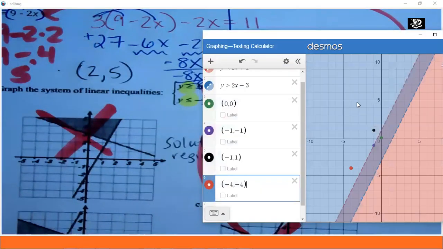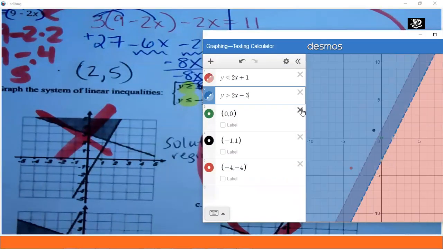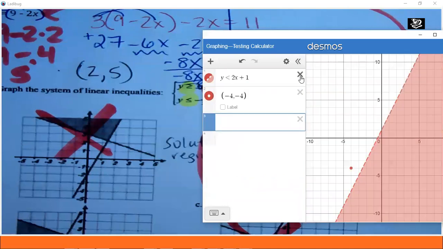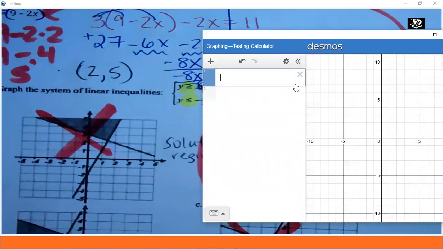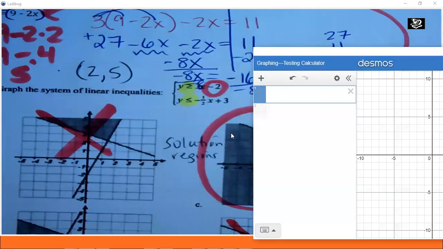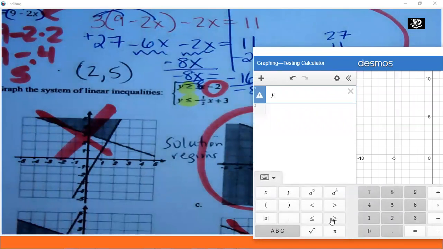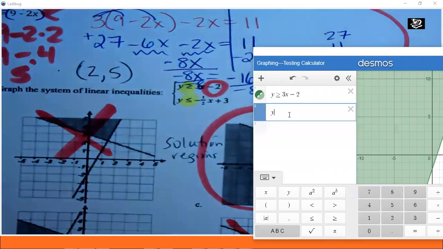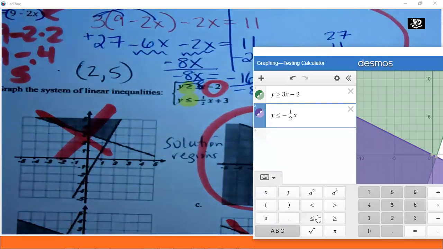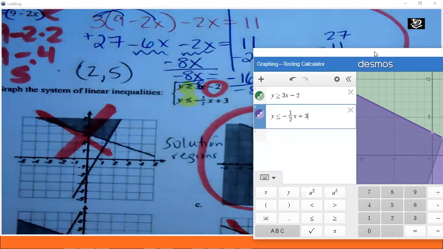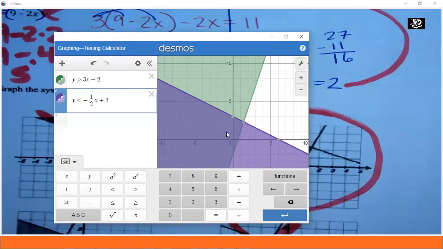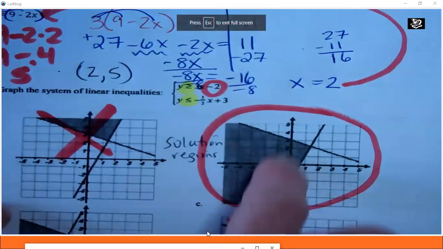Okay, Chase, question? So real quick, y'all don't have to type this one in. I do want you to look up here though. How do I get the greater than or equal to sign? I have to hit the keyboard and go to the greater than or equal to 3x minus 2. And then y is less than or equal to -1/2 x plus 3. And the colors overlap right there. And the bottom left is where they overlap. So right here on the left. Okay.